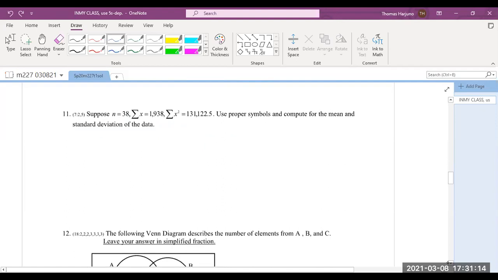Number 11, let me give you 5 minutes for this. This question can be so hard, but can be so easy at the same time. Suppose we have these numbers, n is 38, the sum of x is this, the sum of x squared equals this. Use proper symbol and compute the mean and standard deviation of the data.